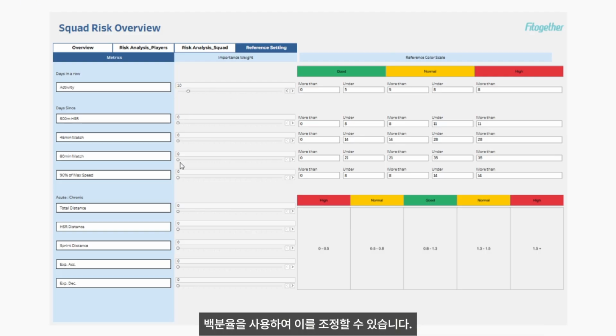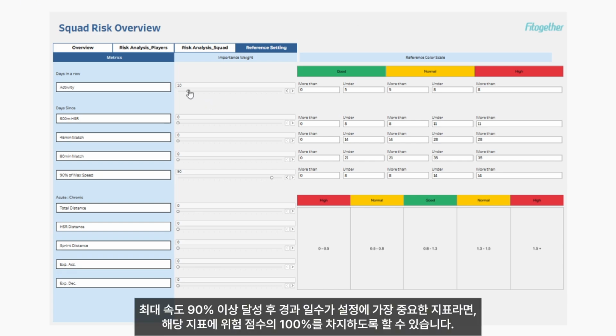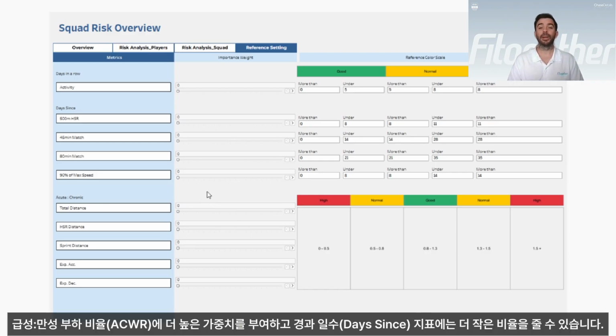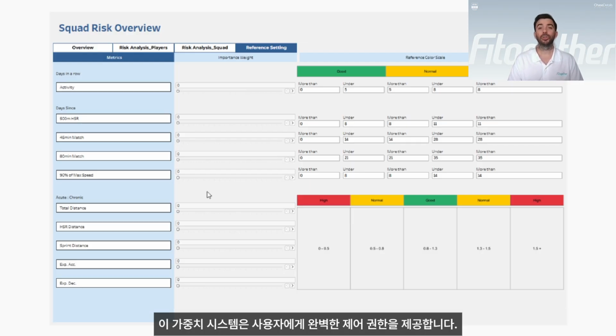You can adjust these using percentages. So, for instance, you could make days since above 90% max speed account for 100% of the risk score if that's the most important metric for your setup. Or you could spread the weighting across multiple metrics. Maybe give higher weightings to the acute to chronic ratios and a smaller percentage to the days since metrics. The weighting system gives you full control. You decide what matters most in your environment.